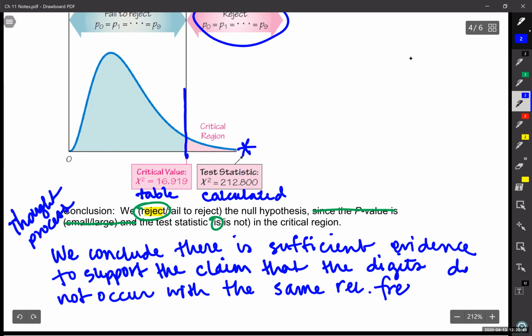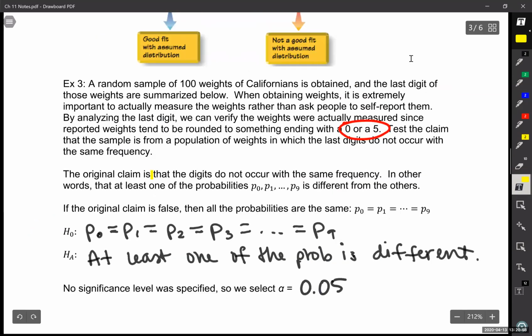So going back, I'll scroll back to that in case you didn't write that down, but we are supporting, there is sufficient evidence to support the claim that the digits do not occur with the same frequency. So the null is that they're all equal. The alternative is that they're not the same, or at least one is different. So here is that last conclusion, in case you wanted to see it again.